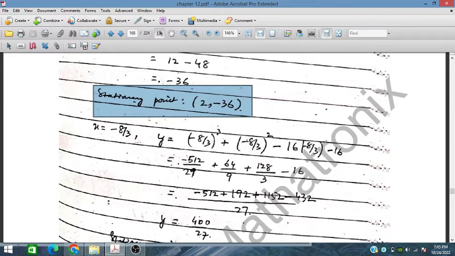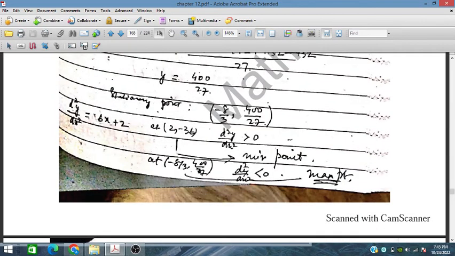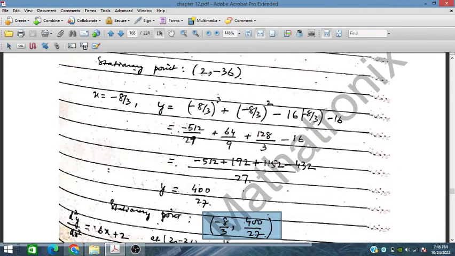At x is equal to minus 8 by 3, we place this here, and this gives a negative value. So this negative value means that the point at x equal to minus 8 by 3, y equal to 400 by 27, this stationary point is a maximum point. This stationary point is a minimum. There are 2 points: this stationary point is a minimum point, and this stationary point is a maximum point.